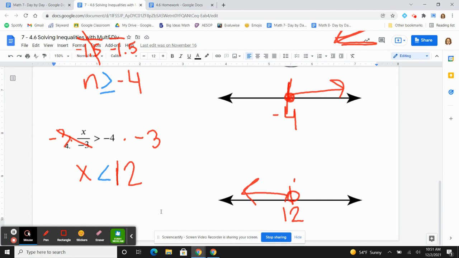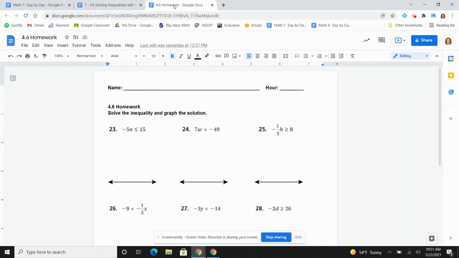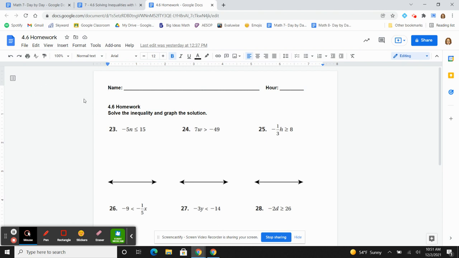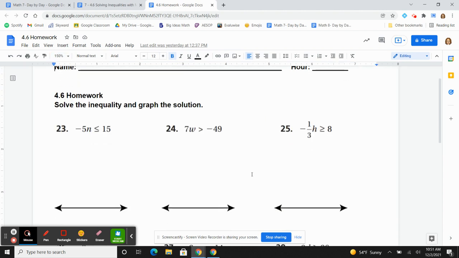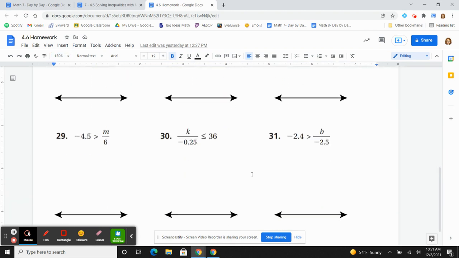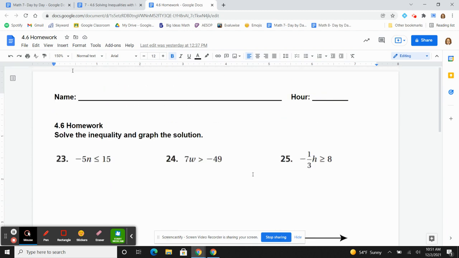All right. I'm going to pass out your homework here in a second. I have it on a piece of paper for you. Can I pass it out? If you want. Yeah. Okay. And then, so you're solving the equation and then graphing. And turn it in when you are done.